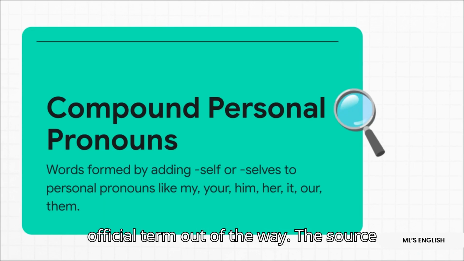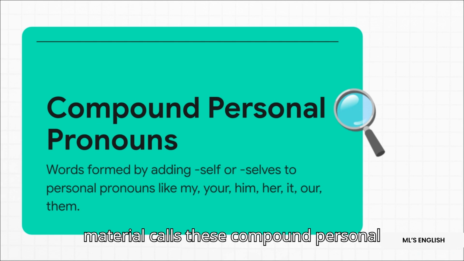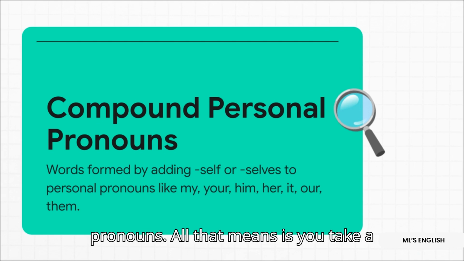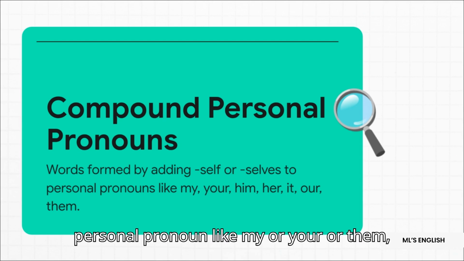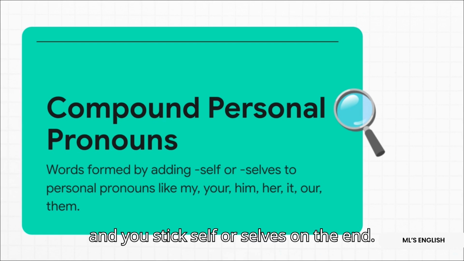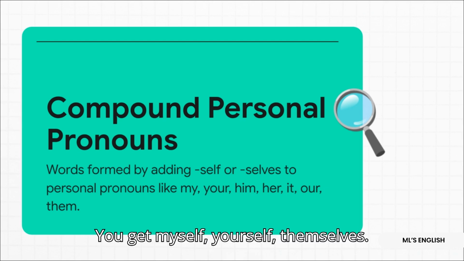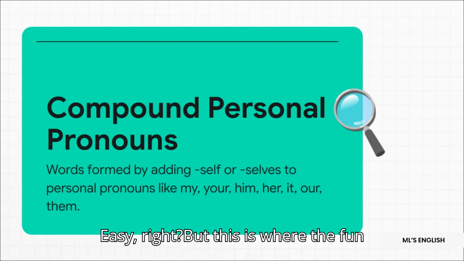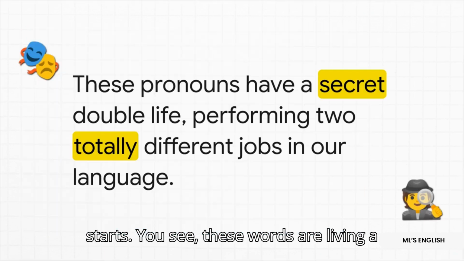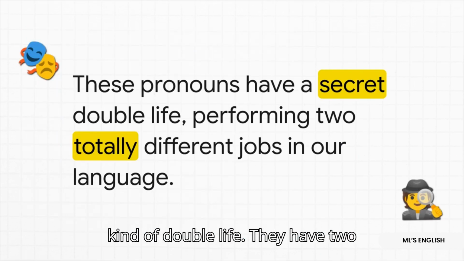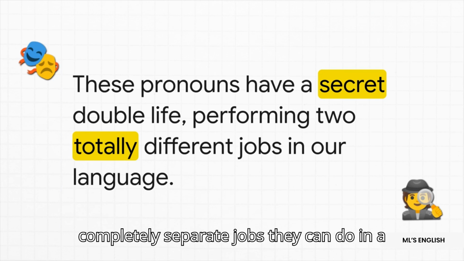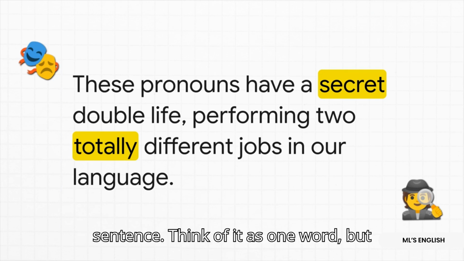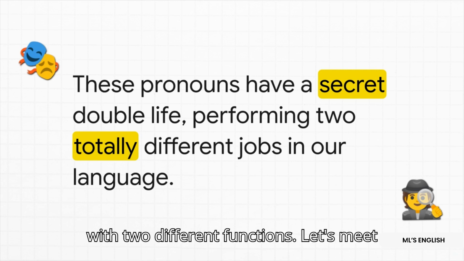First, let's get the official term out of the way. The source material calls these compound personal pronouns. All that means is you take a personal pronoun like my or your or them, and you stick self or selves on the end. You get myself, yourself, themselves. Easy, right? But this is where the fun starts. You see, these words are living a kind of double life. They have two completely separate jobs they can do in a sentence. Think of it as one word, but with two different functions. Let's meet the first one.